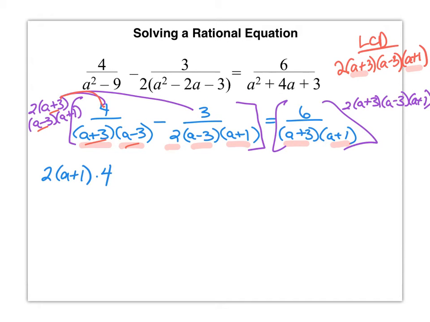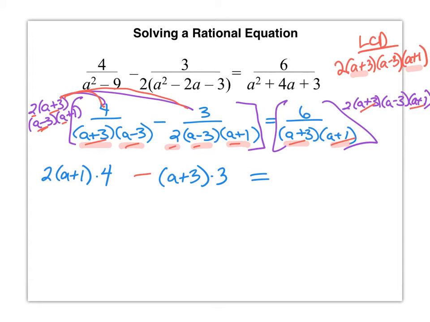And then when we divide out the common factors, distribute the LCD to the second term, the 2 will divide out with the 2, the a minus 3 will divide out with the a minus 3, the a plus 1 will divide out. So the remaining factor that's left over, part of the LCD, is your a plus 3 times 3. And on the right side of the equation, we will be able to simplify the a plus 3 factor with the a plus 3, the a plus 1 with the a plus 1.